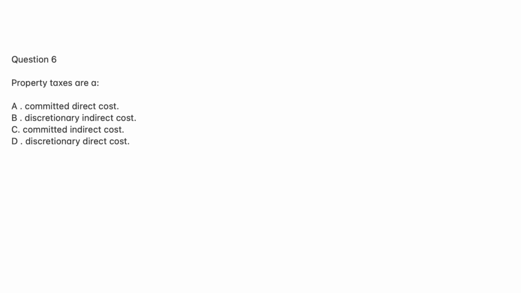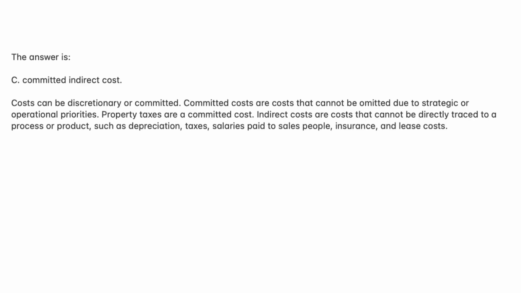Question 6. Property taxes are A. Committed direct cost. B. Discretionary indirect cost. C. Committed indirect cost. D. Discretionary direct cost. The answer is C. Committed indirect cost. Costs can be discretionary or committed. Committed costs are costs that cannot be omitted due to strategic or operational priorities. Property taxes are a committed cost. Indirect costs are costs that cannot be directly traced to a process or product, such as depreciation, taxes, salaries paid to salespeople, insurance, and lease costs.